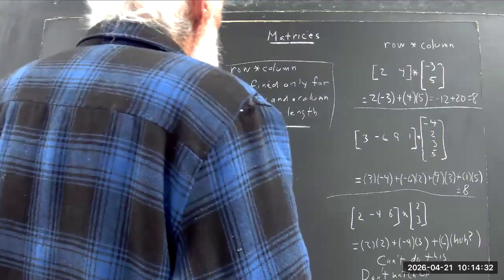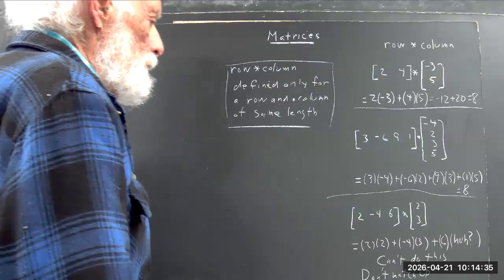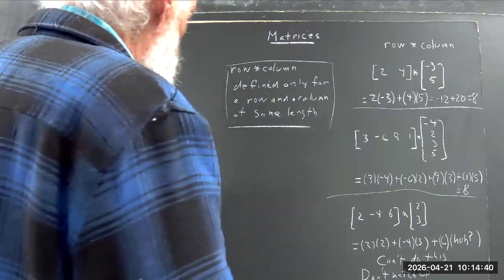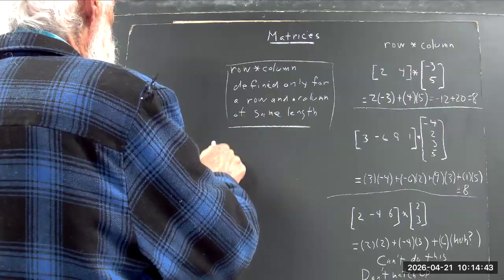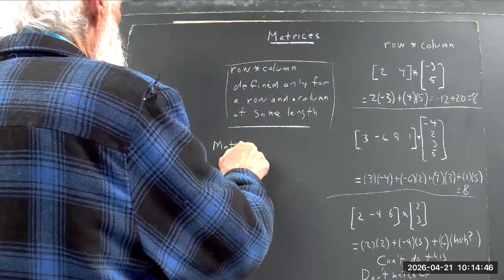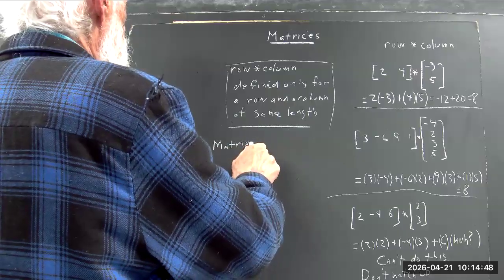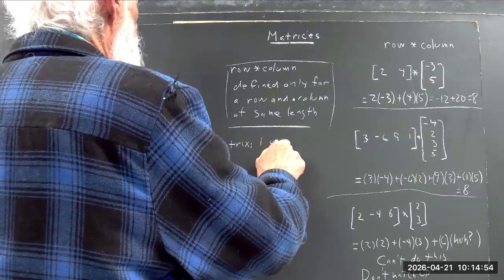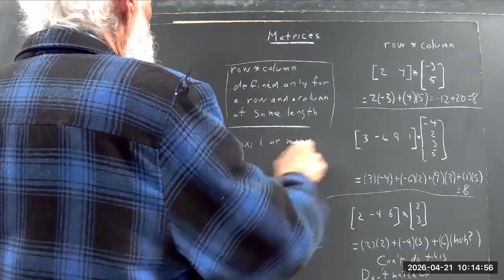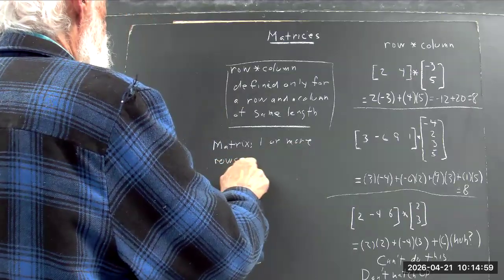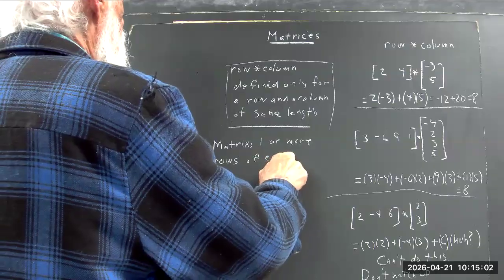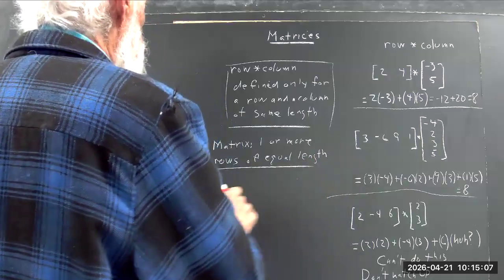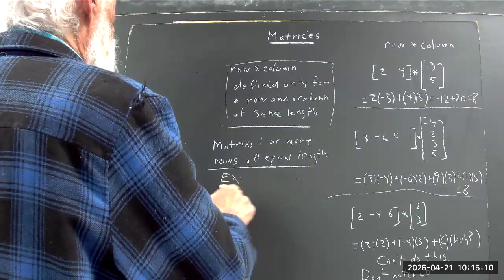Now, a matrix can consist of any number of rows of equal length. Say a matrix has one or more rows of equal length. Example.